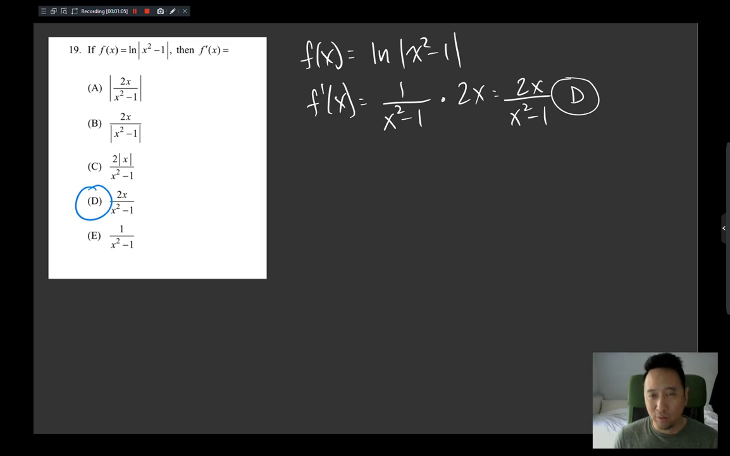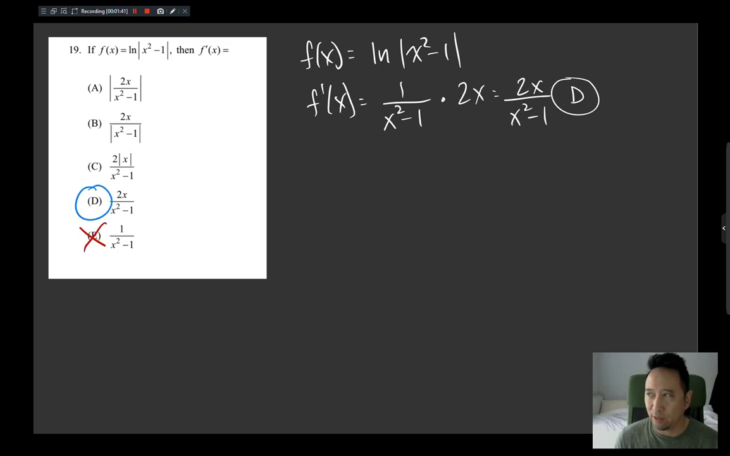Now, the problem with this problem is that absolute value symbol. And you're looking at other choices and thinking, whoa, A, B, and C have absolute value included. In fact, B is exactly like D, except the absolute value is on the bottom. In A, the entire thing is absolute value. In C, the x part is absolute value. E is the only one where you think, wait a minute, that's even the incorrect derivative formula. So I hope you can eliminate E right off the bat. It's not going to be E.